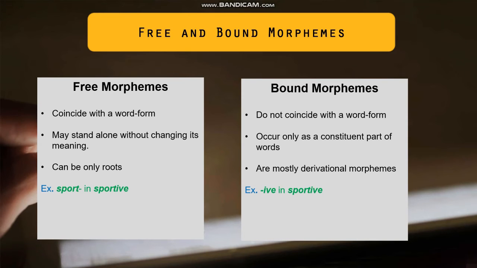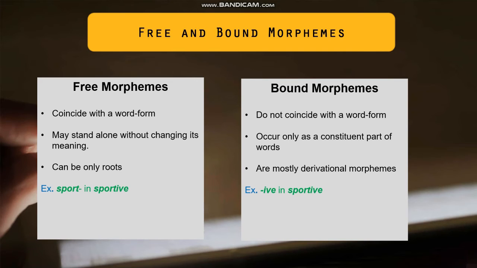Free and bound morphemes. Free morphemes. The first point that you have to know about free morphemes is that they coincide with a word form. Next, they may stand alone without changing their meaning. And then they can be only roots. For example, sport in sportive.